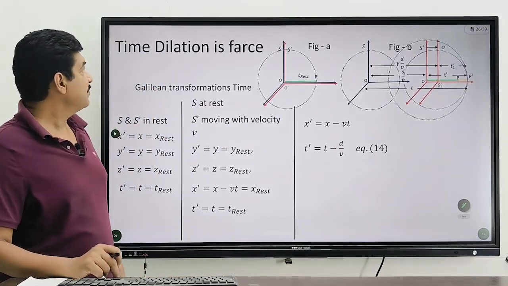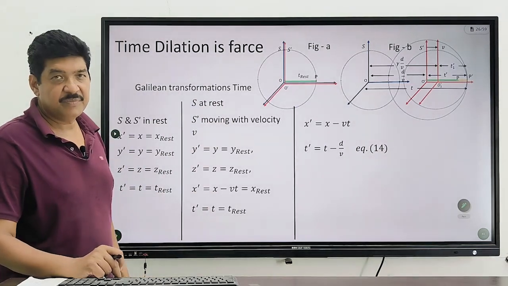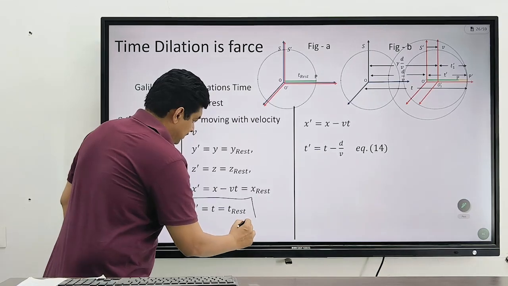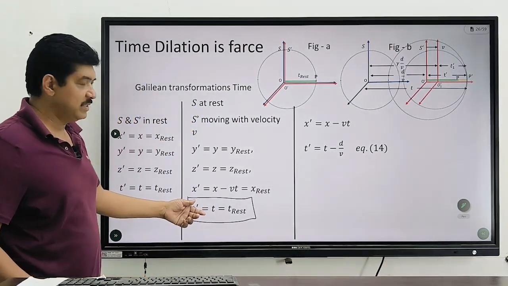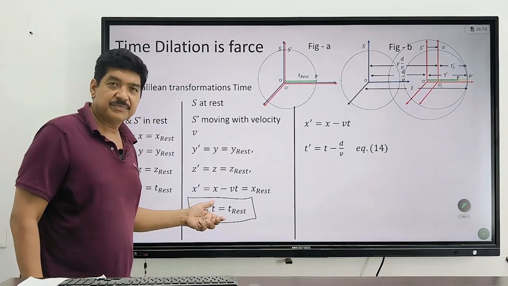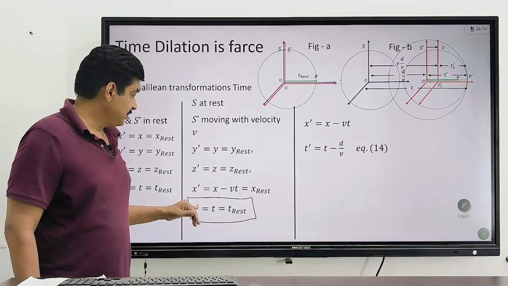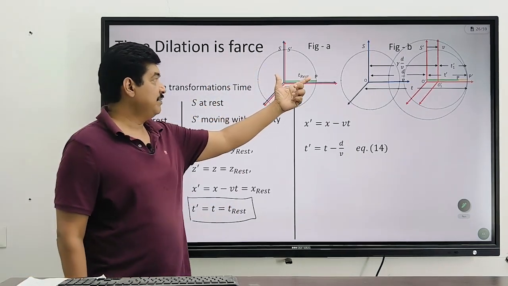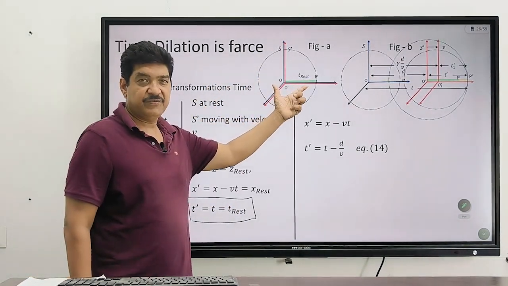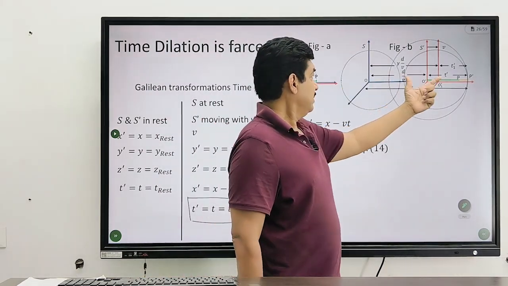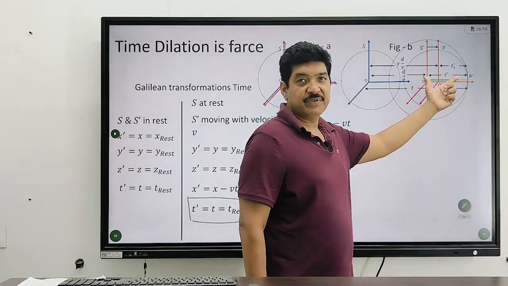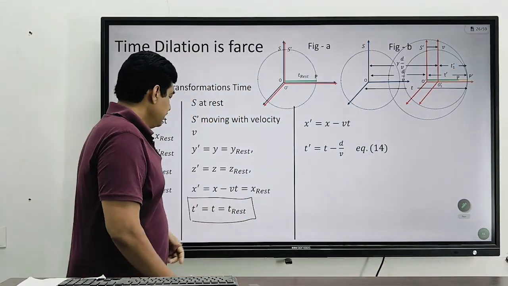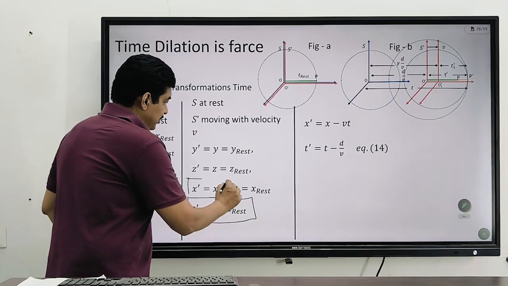So first let us see the Galilean transformation of time. Galileo has given this. Maybe he was not able to understand, but he has given the right equation, that is t prime is equal to t. Whatever is the time duration in the stationary frame of reference, the time duration in the moving frame of reference is also the same.